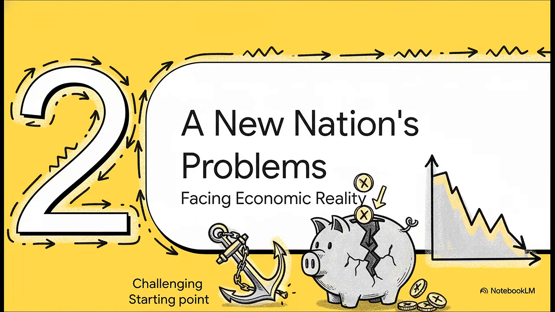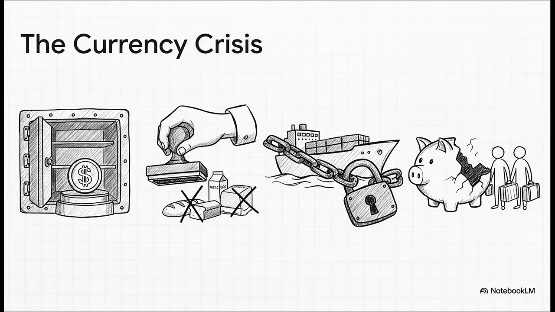So as you can probably guess, that brings us right to our next section. With a challenging start like that, it's really no surprise the new state ran smack into some very serious problems. It was time for a harsh dose of economic reality. Here was the core of the problem. The country was buying way more from the outside world than it was selling. And to buy foreign goods, you need foreign money, right? Dollars and pounds. And they were running out, fast.